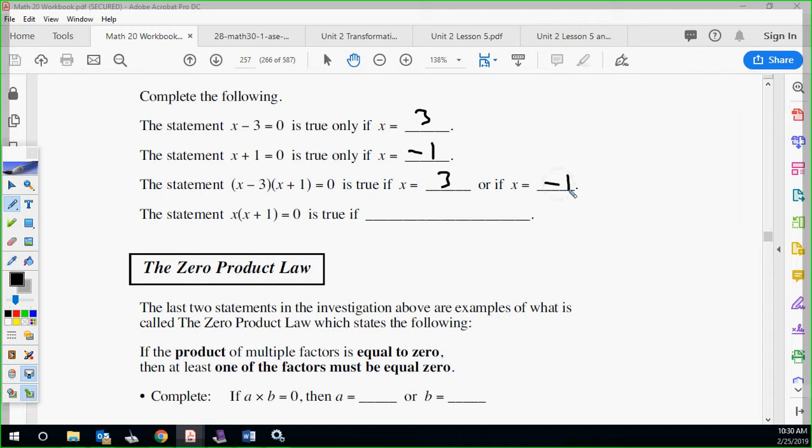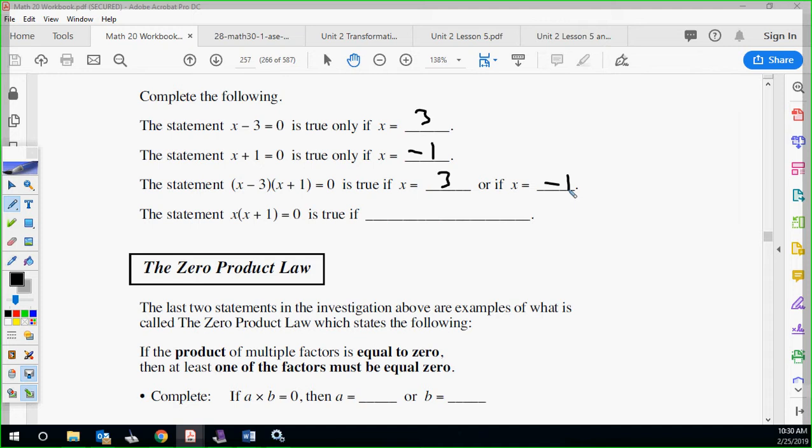Now this is why. If I put a 3 in here, we know 3 minus 3 is 0. What's 0 times anything? So it's irrelevant if the second one's not 0. When you're doing factoring, the zeros come from either factor. That's what we're going to work on today. So 3 and negative 1.